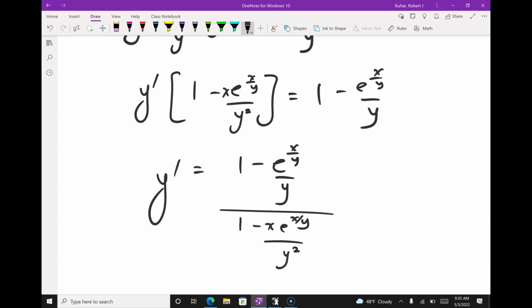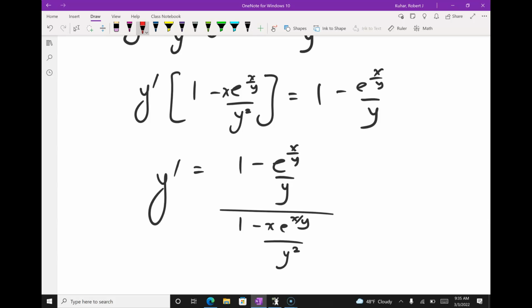Now, am I done? No. What's making you think I'm not done? I have fractions within fractions, so I'd like to clear those fractions. And I want to solve in terms of x and y. I don't want the base e in there.